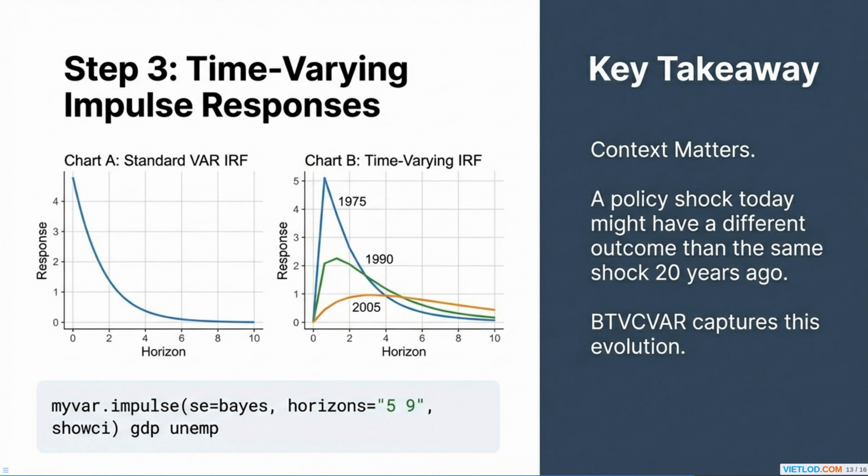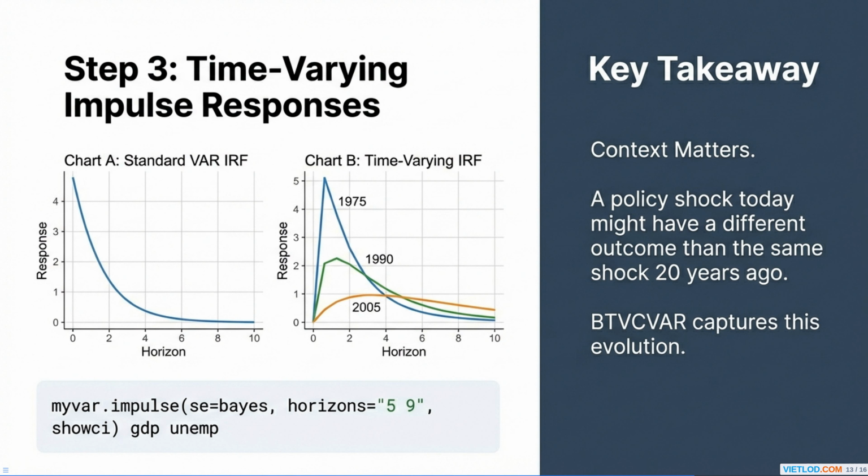A standard VAR produces a single impulse response function, or IRF, as shown in Chart A. It shows the average response of one variable to a shock in another over the entire sample. A BTVCVAR, however, can generate time-varying IRFs, as seen in Chart B. This allows us to see how the system's response to a shock has changed at different points in time, specifically showing impulse responses for 1975, 1990, and 2005. This highlights a critical takeaway: context matters. The economic system is not static, and its response to shocks evolves.